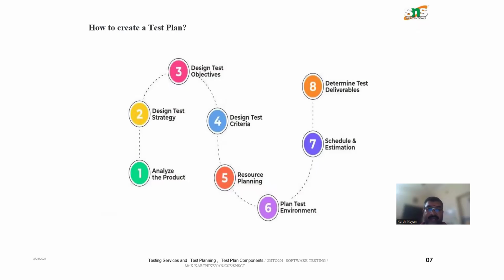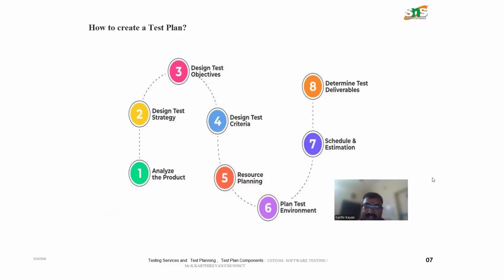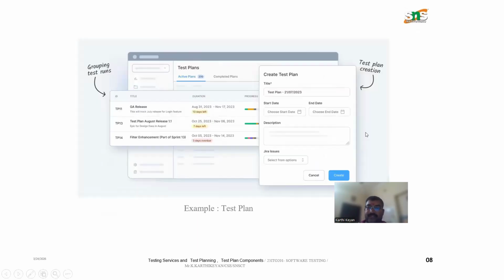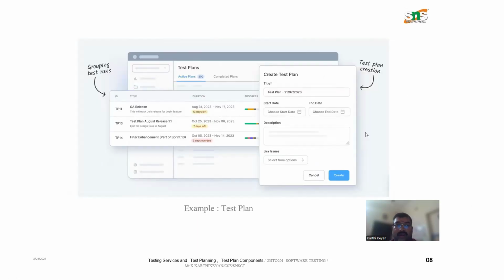First, analyze the product, design the test strategy, design test objectives, design test criteria, resource planning, plan the test environment, schedule estimations, and determine the deliverables. This is one of the groupings of test runs. One, two, three, and create the test plan: your title, starting date, ending date, description, and which type of software you will use in your area. These are test plan creations here.